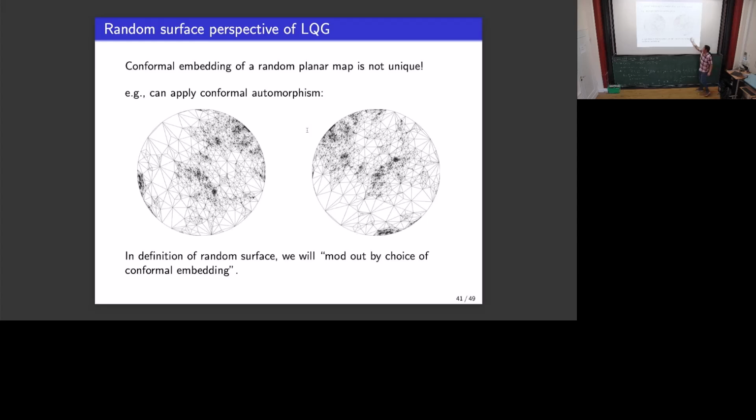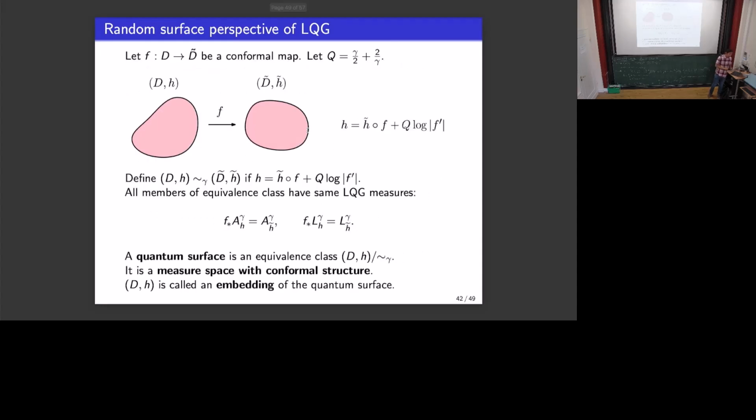We want to say that these two have the same geometry, even if I drew them on the disk in a different way. And so when we define the notion of a random surface, we want to, quote unquote, mod out by the choice of conformal embedding. And that's what we're going to make precise here.